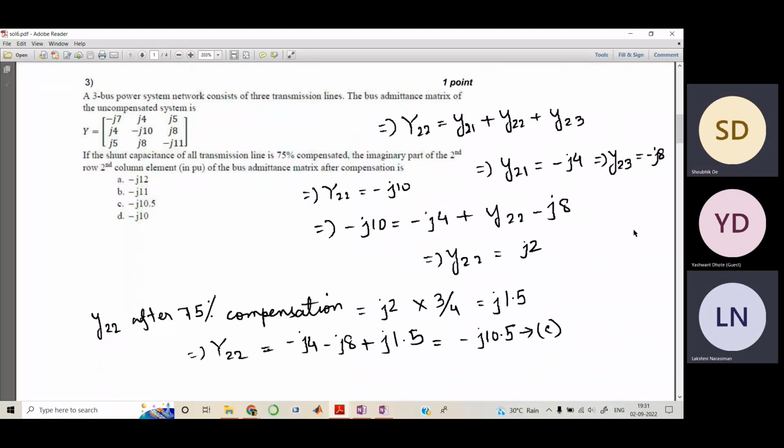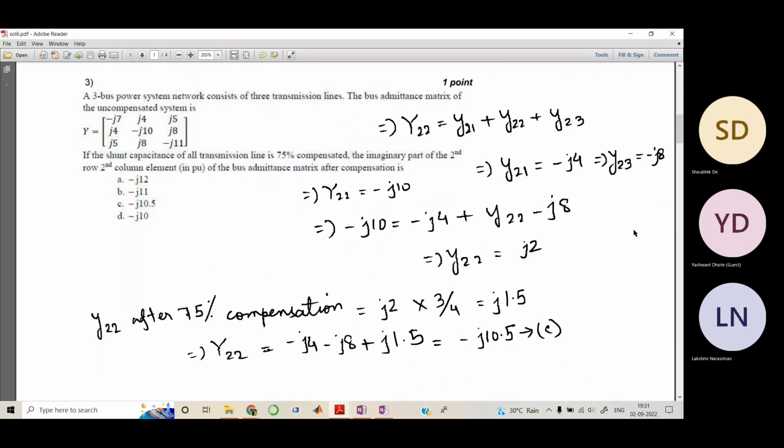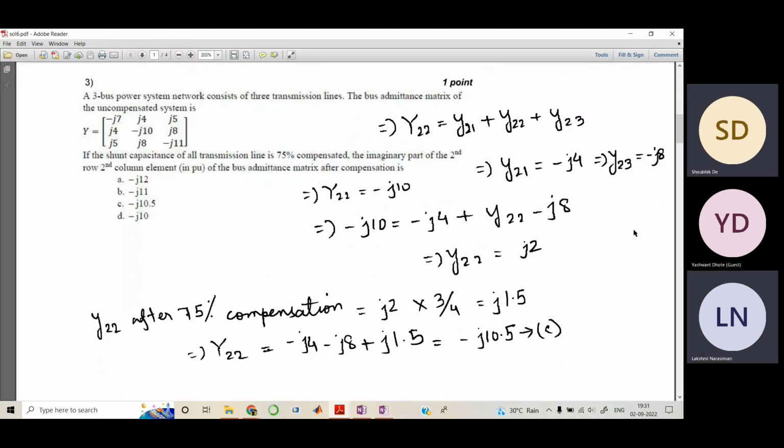Okay, I'll try to get back. I'll look on the internet and also in textbooks for more on this. But from what I got, when they say this line is 75% compensated, it means that this capacitance is reduced to 75%. So it's 25% reduced. So yeah, I'll get back to you.